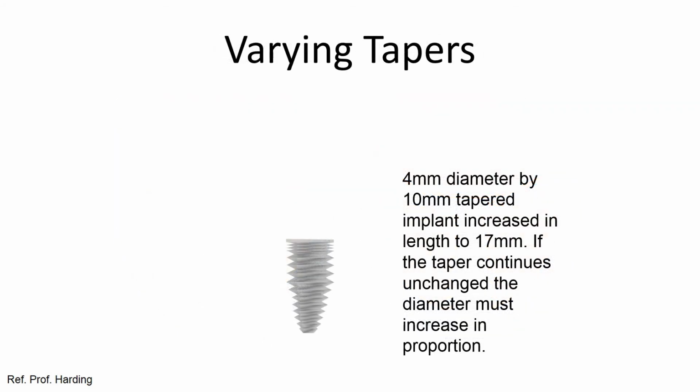So let's look at varying tapers. We have here a 4mm diameter implant by 10mm long taper, and the implant increases in length to say 17mm. If the taper continues unchanged, the diameter must increase in proportion. So if we start with our 10mm implant by 4mm diameter and we increase its length to say 17, so we add another 7mm, but if we maintain the same angle of taper over that 17mm, well, we're going to increase the diameter.